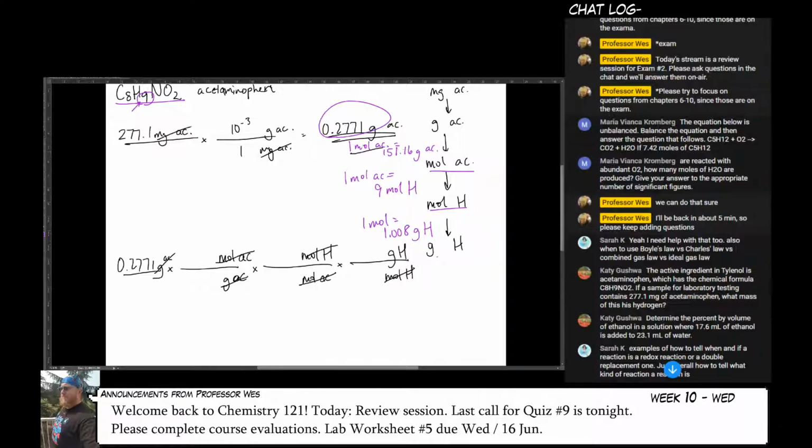And now we can do the numbers. So in 1 mole of acetaminophen is 151.16 grams. In 1 mole of acetaminophen, there are 9 moles of hydrogen, because we just determined that. And in 1 mole of hydrogen, there are 1.008 grams of hydrogen. And so that's going to equal 0.01663 is what I got. Or if I turn that into milligrams, because I don't know what your problem is actually asking you to do, if it's grams or milligrams. But that's the answer.